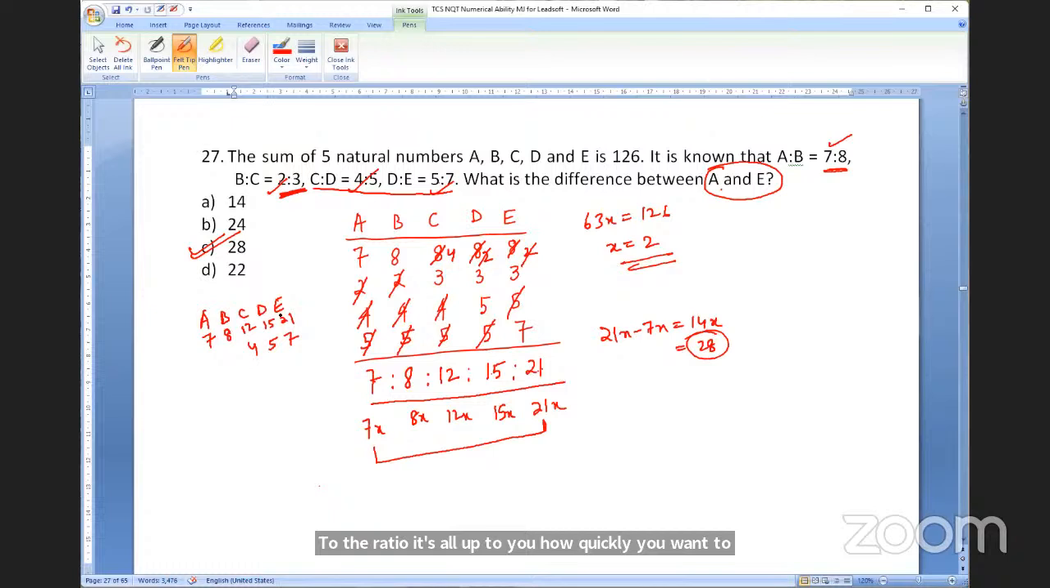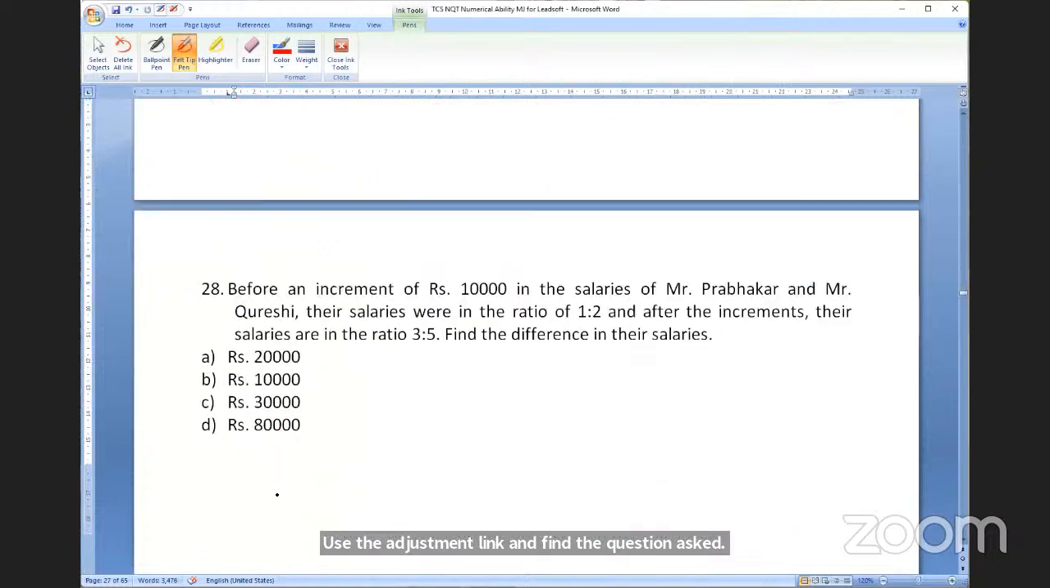By looking at these ratios, if you can do it. But what I have shown you is an identical process of how to do joint ratios. Clear. But if you find some adjustment links, it's all up to you to just write the ratios, use the adjustment links, and find the question asked. That's it. That is our motto. Let's try the next one.